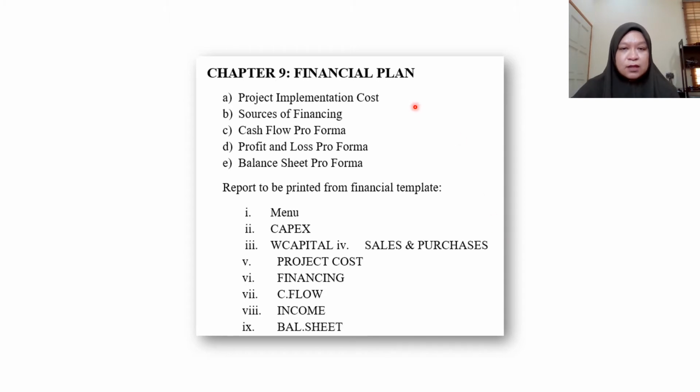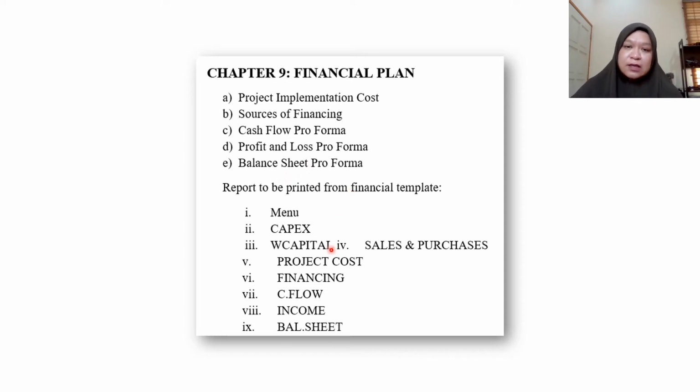For the chapter 9 financial plan for your business plan assignment, you need to prepare the project implementation costs, sources of financing, cash flow pro forma, profit and loss pro forma, and also balance sheet pro forma.